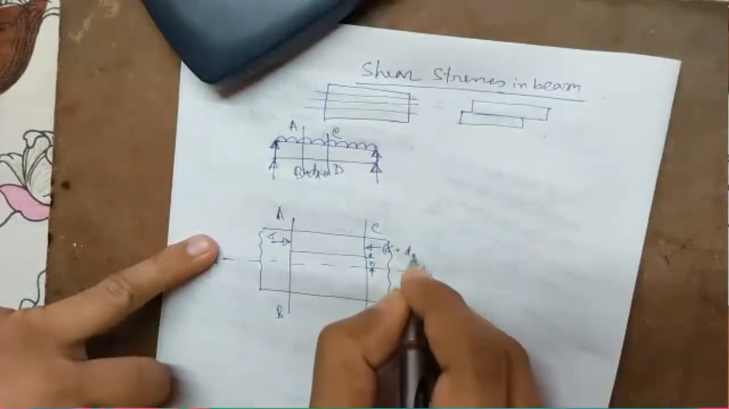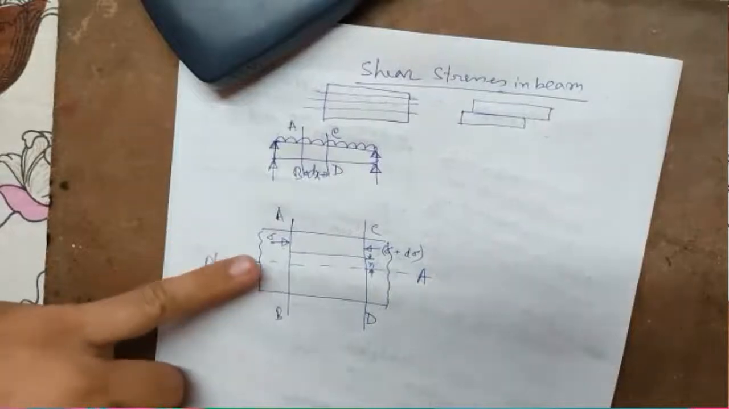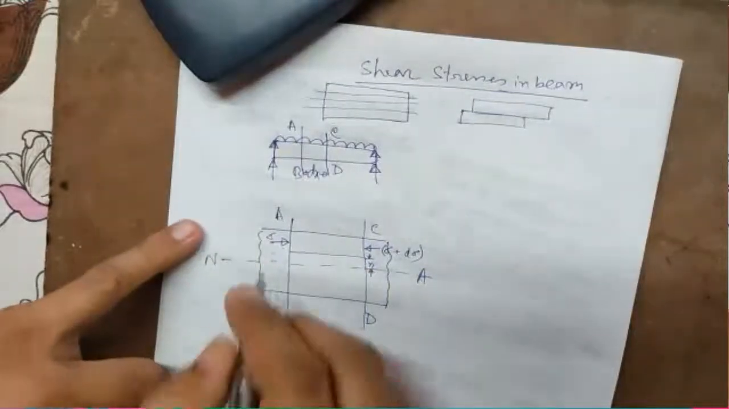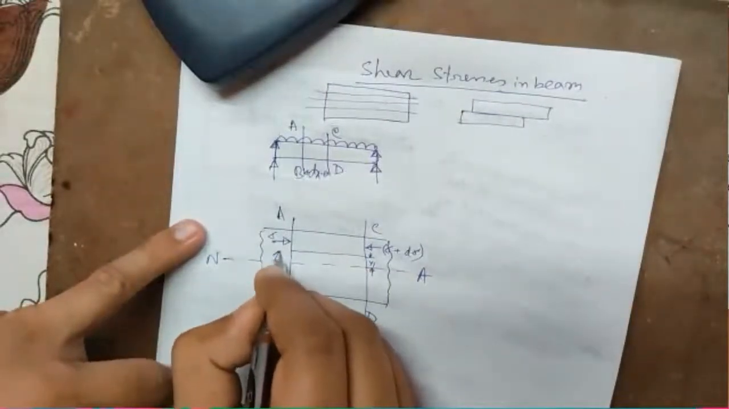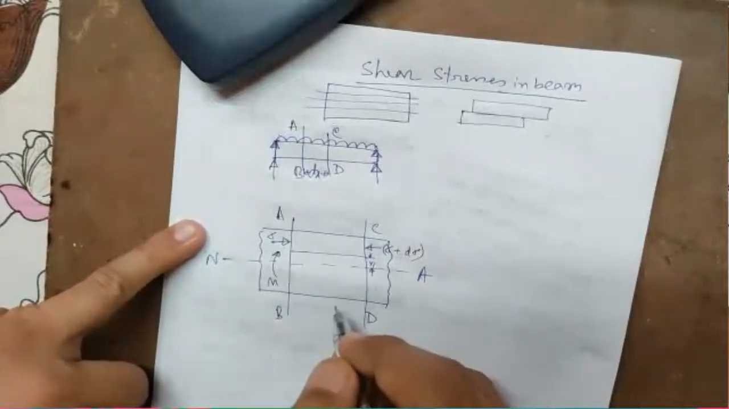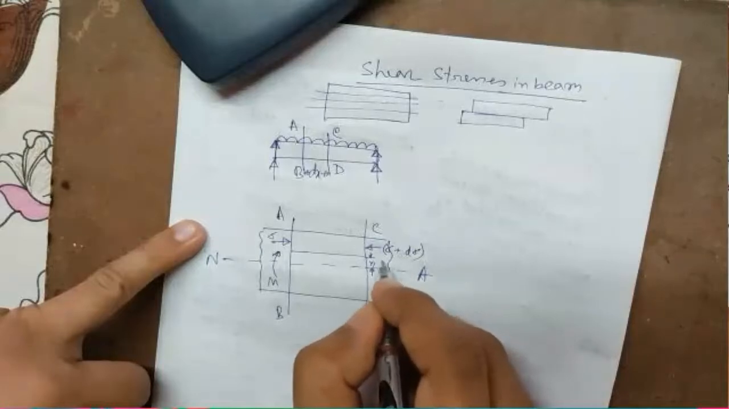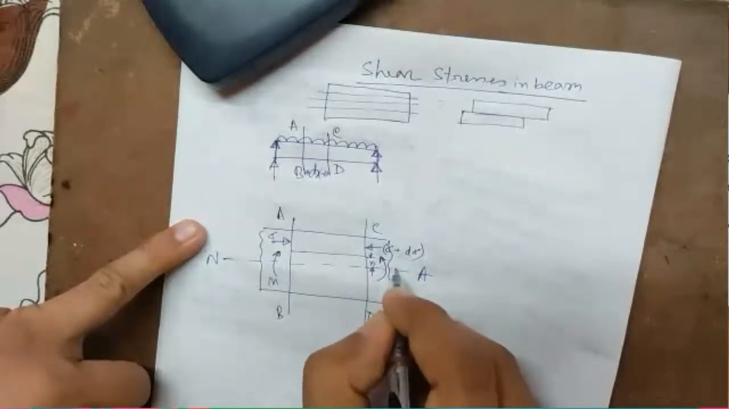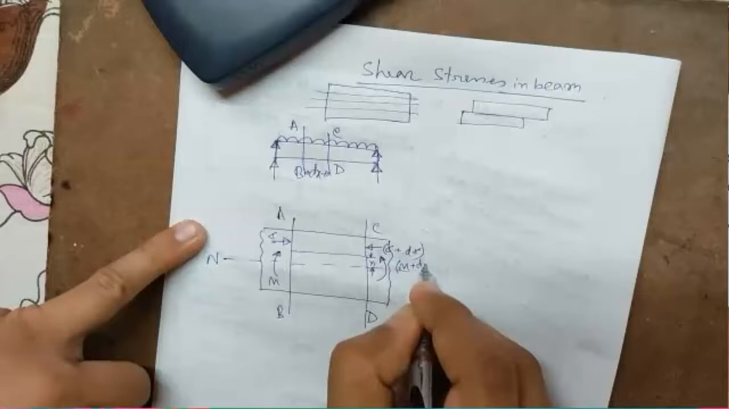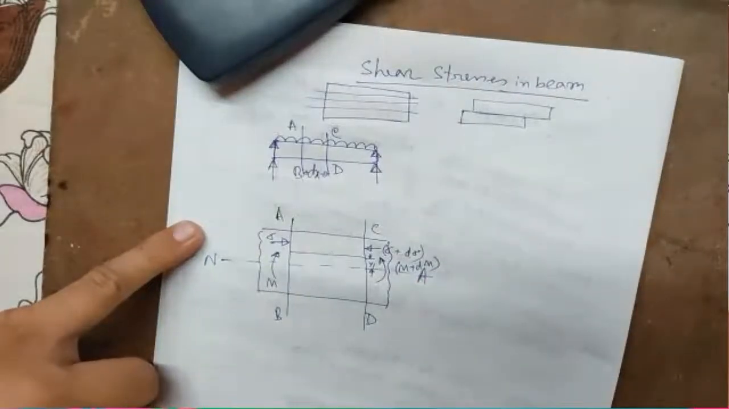sigma plus d sigma. As uniformly distributed load, the stress will vary section to section, and the bending moment will also vary from section to section. So here bending moment is, say, M. Let here the bending moment is M plus dM. Okay, this is the scenario.